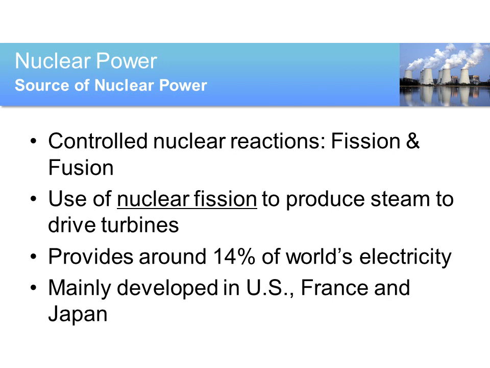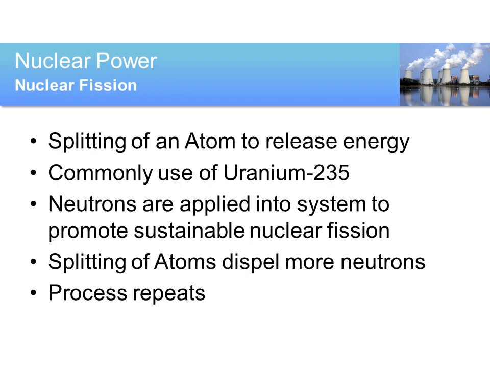There are 2 types of nuclear reaction, fission and fusion. Since fission is the only type of controlled nuclear reaction today, we use nuclear fission to produce steam to drive turbines, which then creates electricity. Nuclear power currently provides around 14% of the world's electricity and is mainly developed in US, France, and Japan.